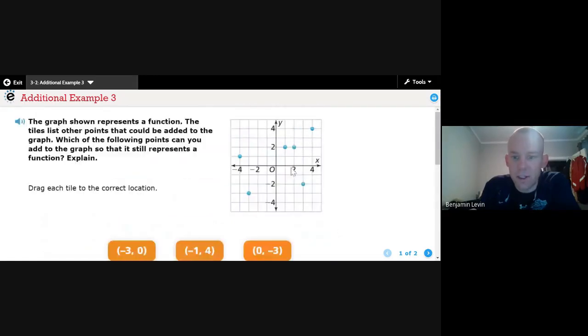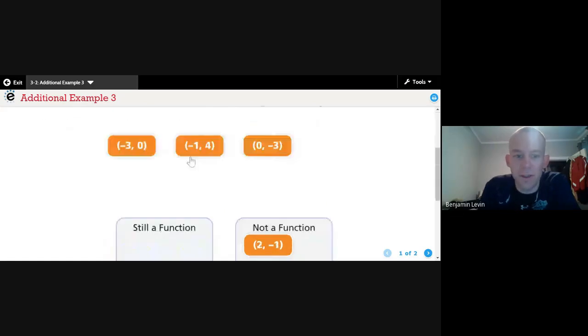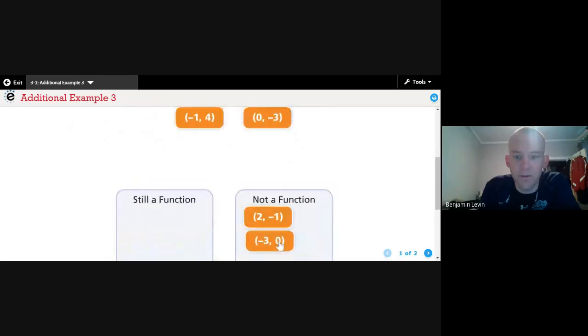Let's look at -3, 0. Well, there's already a -3 here at -3, right? So if I put another point here at -3, 0, we would have 2 outputs for the same input. So that does not work either. Not a function.